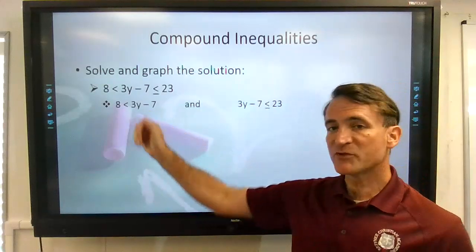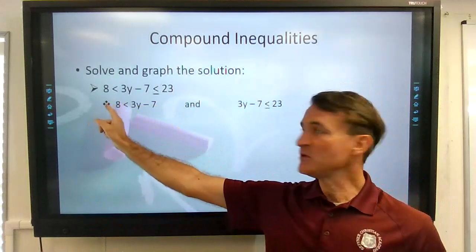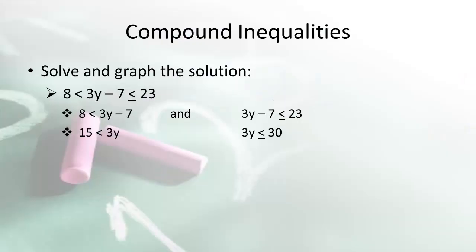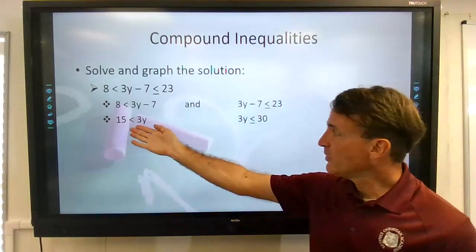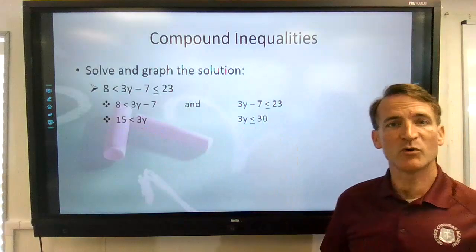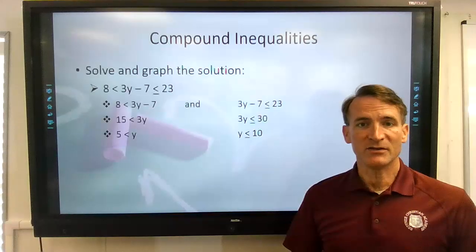So for this one here, I'm solving for the value of y. So I'm going to add 7 to both sides, giving me 15 is less than 3y. I would be doing the same thing over here. I'm going to be adding 7 to both sides, giving me 3y is less than or equal to 30. Now over here, I'm going to divide both sides by 3. The same is going to be true over on this side. We're going to divide both sides by 3, giving me 5 is less than y on this piece, and y is less than or equal to 10 on that second piece.